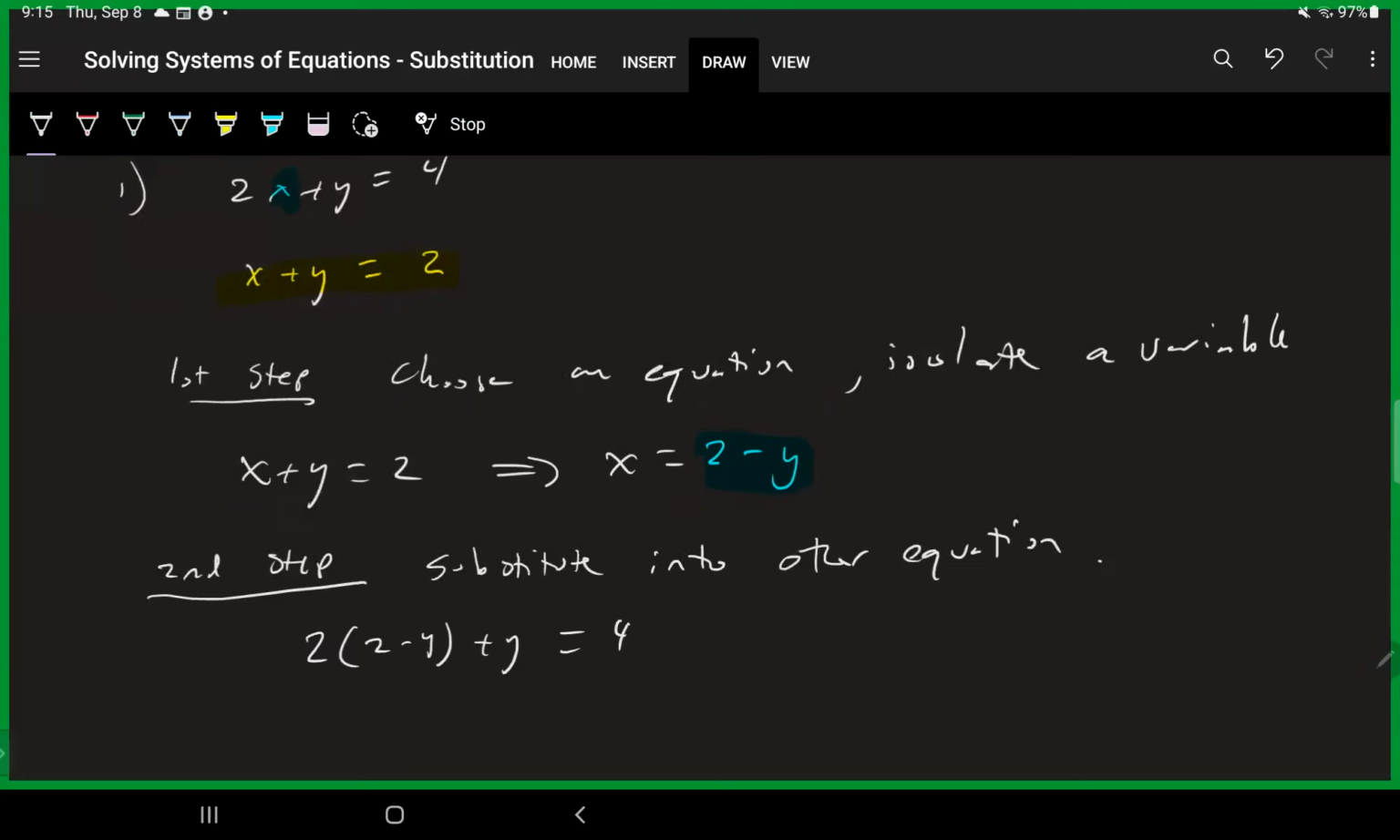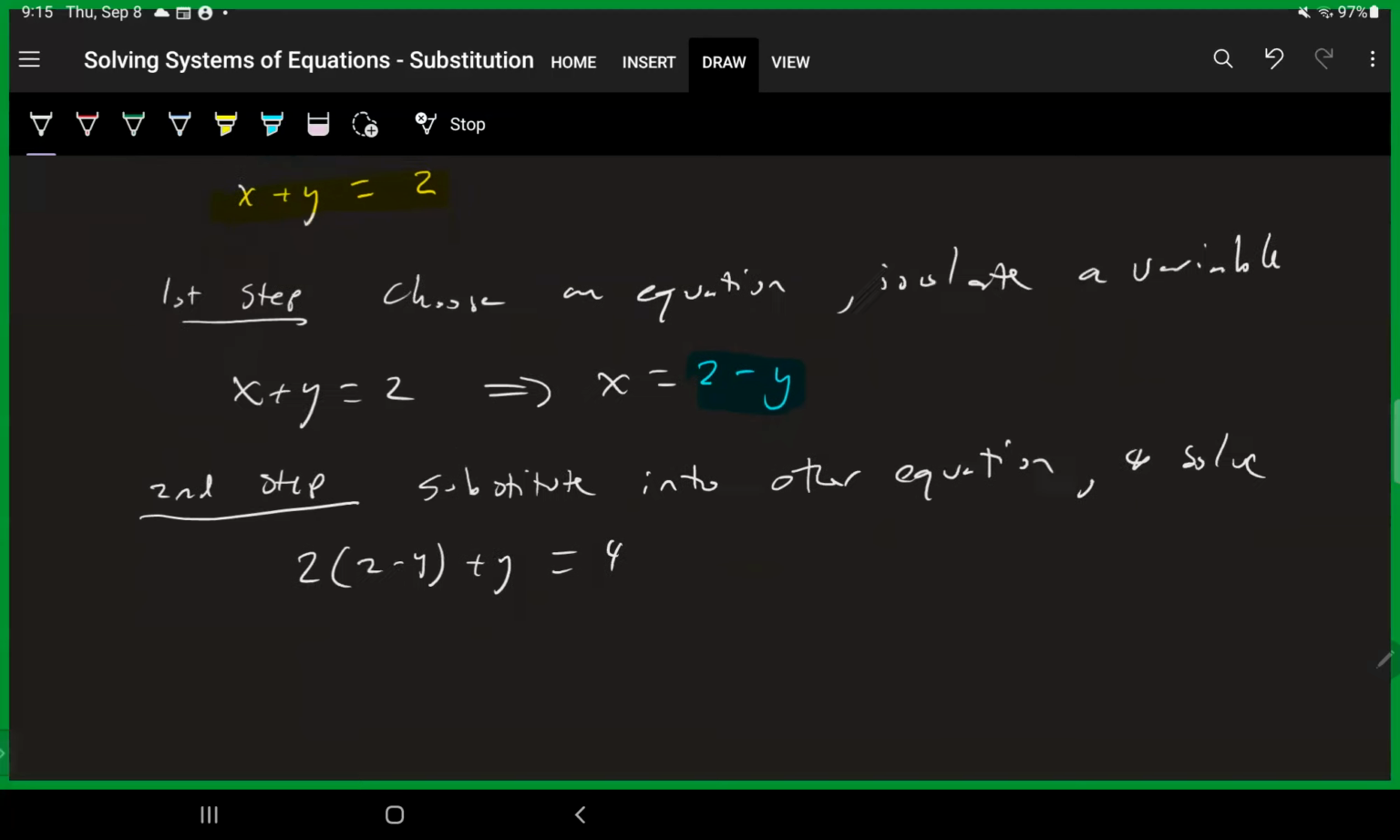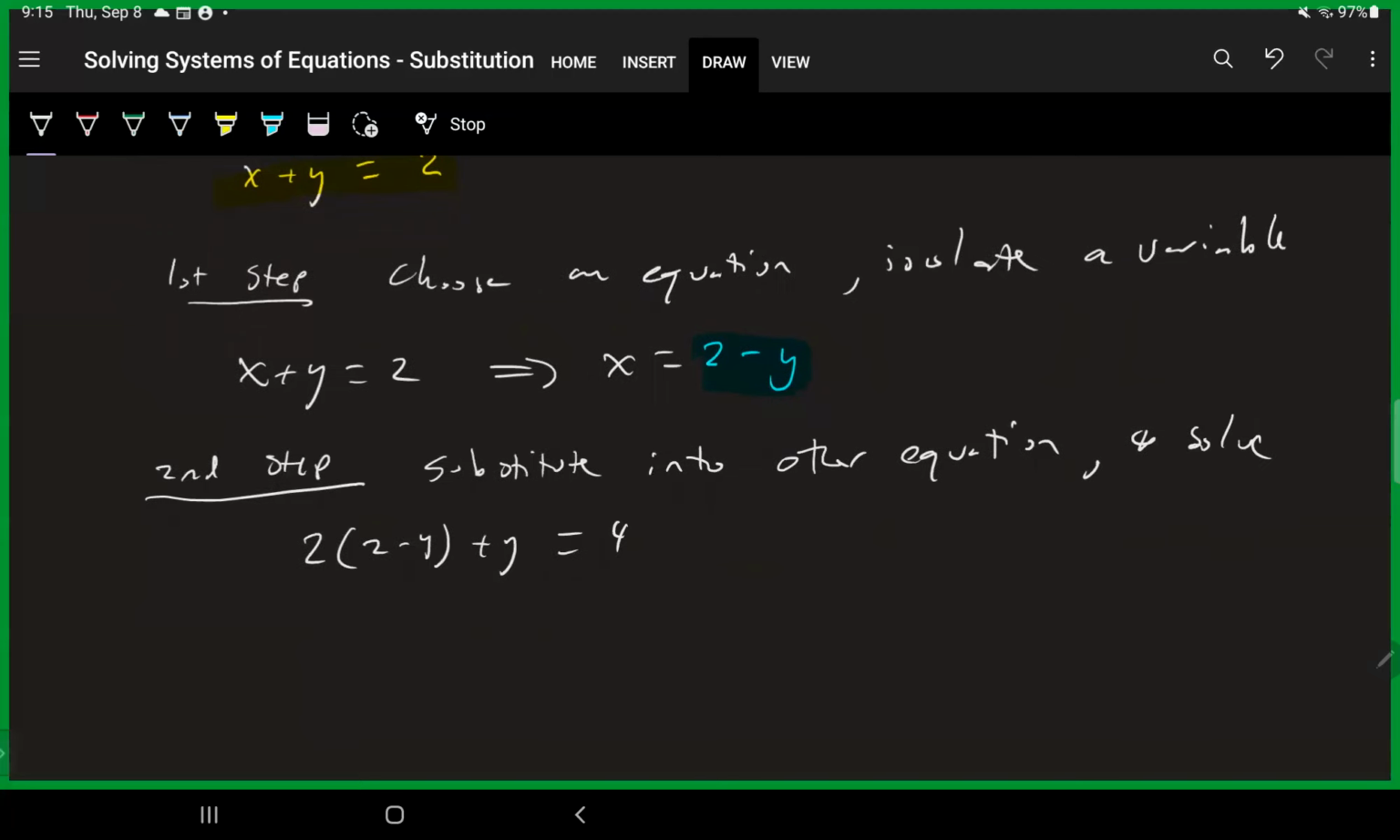All right, now we can solve this. We can plug it in and then solve. 4 minus 2y plus y is 4. So I've got to get rid of the parentheses first. Now I combine my like terms. 4 minus y equals 4.